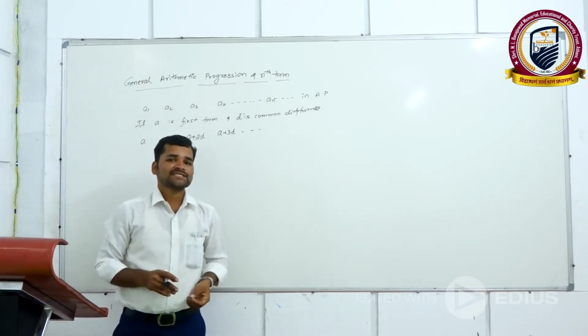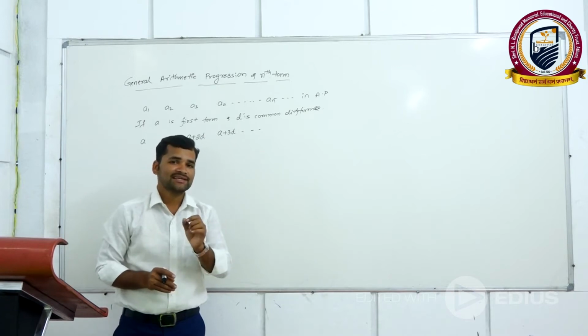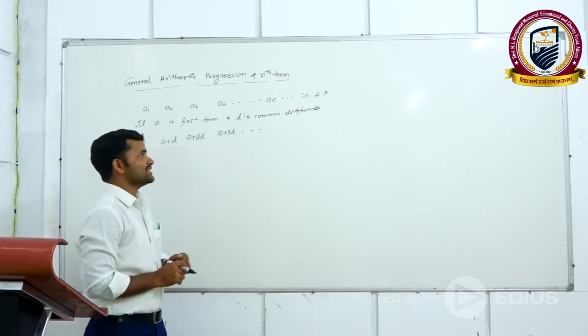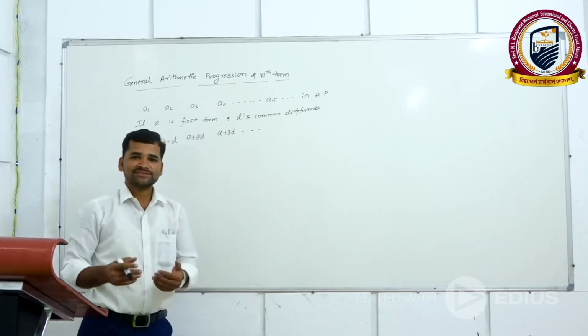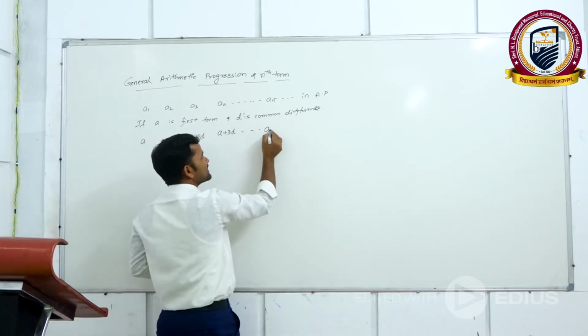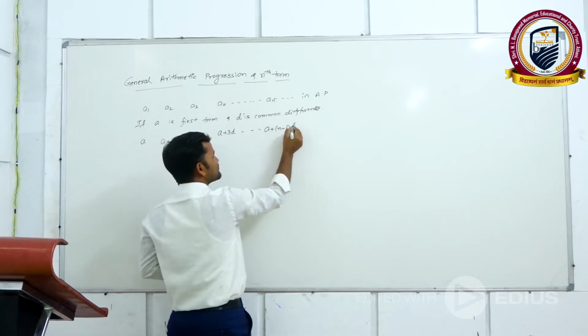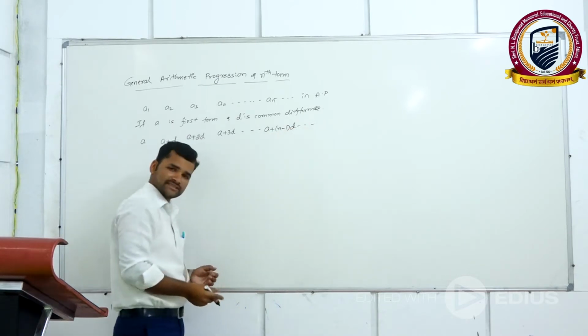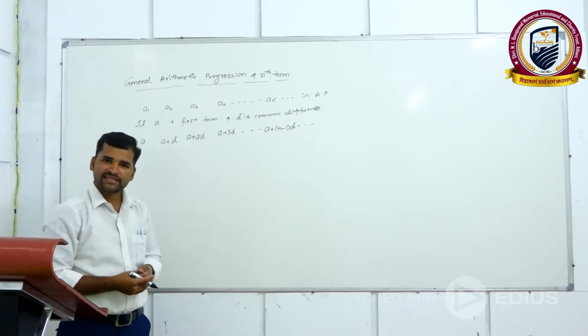a plus 10 minus 1 into d, that is nothing but a plus 9d. In the same way, an is there. So, the general term we want to write. General term an is nothing but a plus n minus 1 into d. Like that we can write infinite number of terms.